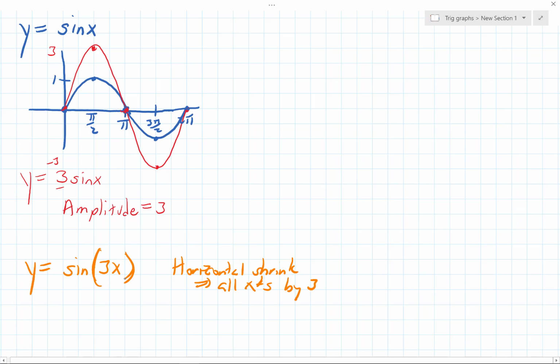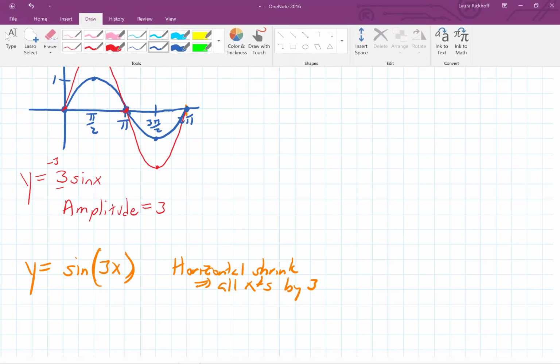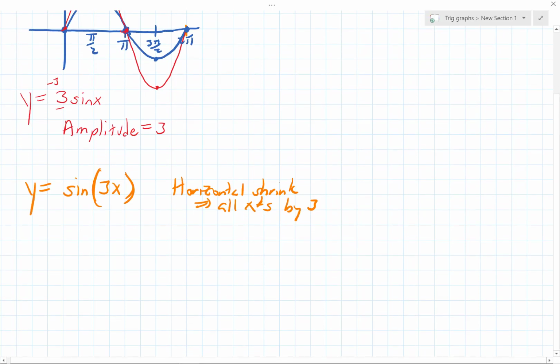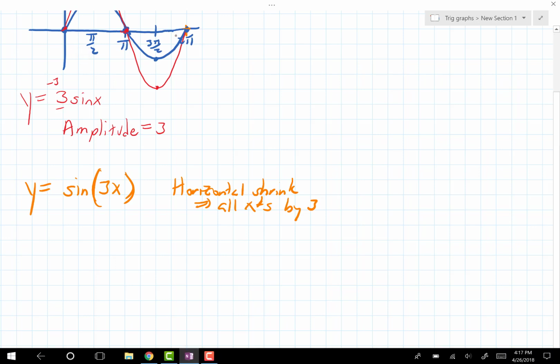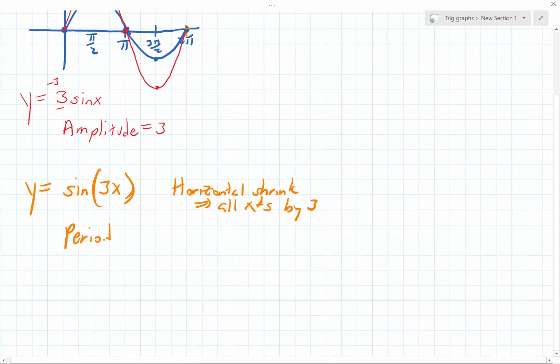So what we like to do here is that normally what we call the period, this graph finishes in 2 pi. So a normal sine graph, the period is 2 pi. But for this new one, the x values are getting divided by 3, so the period is being shrunk. So the period that was normally 2 pi is being divided by that number, we call that b, and so my new period is 2 pi over 3.